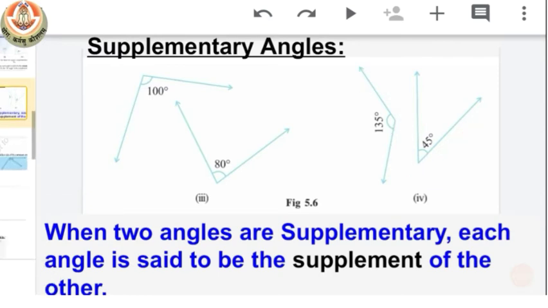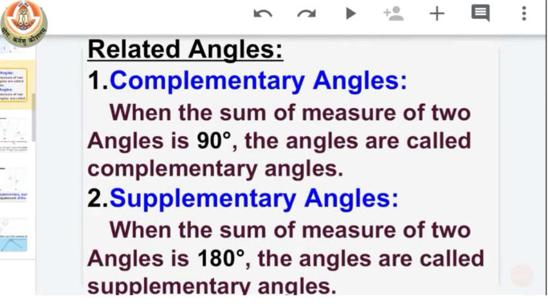I hope you are all very clear that in complementary angles the sum of the measures of two angles is 90, whereas in supplementary angles the sum of the measures of two angles is 180.